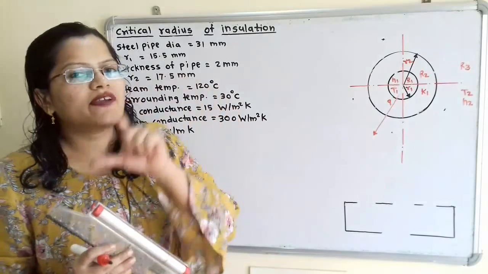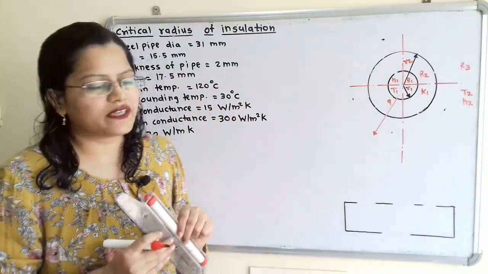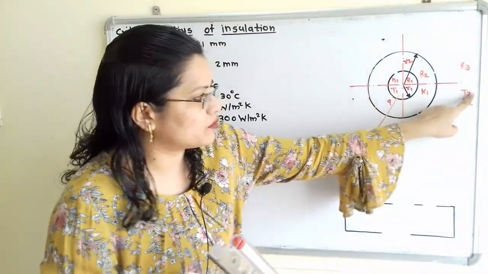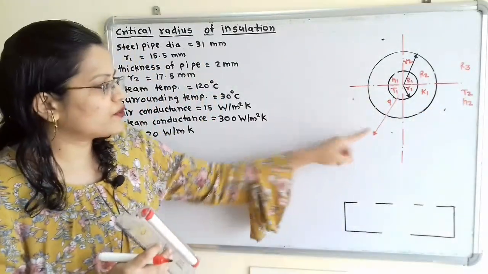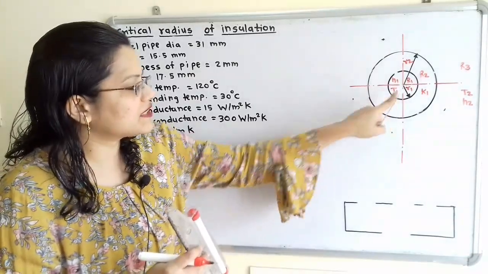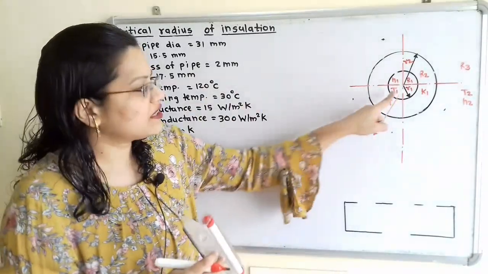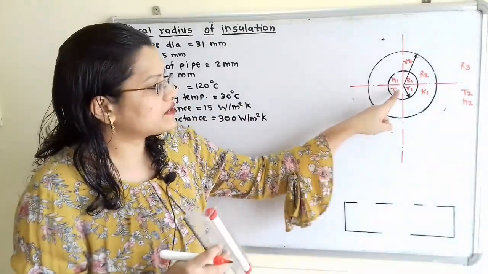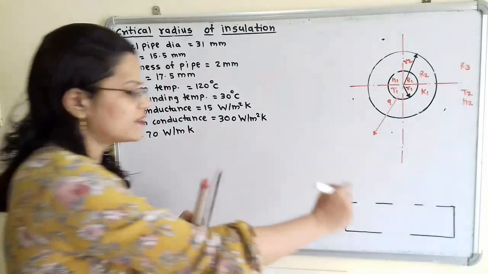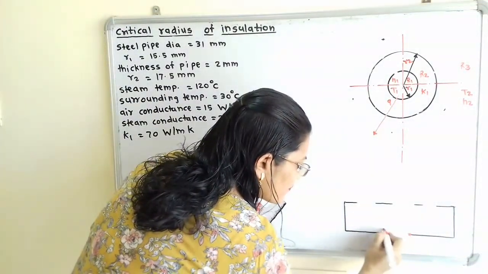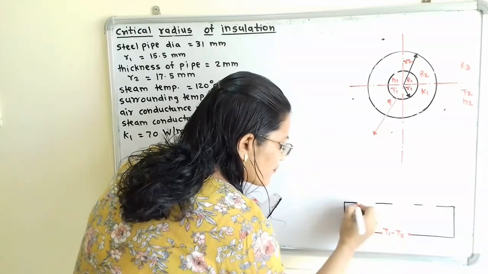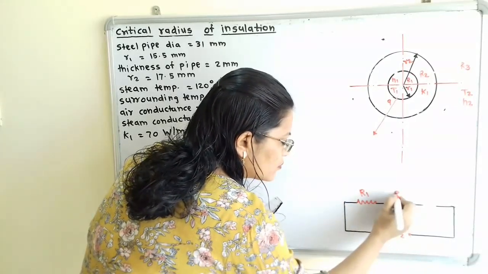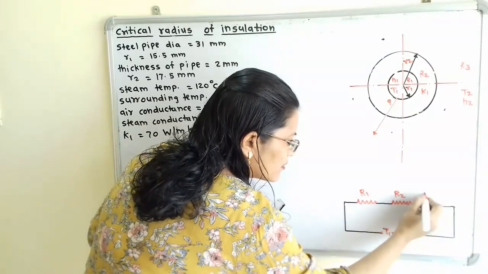Now, between which temperatures is this process taking place? This process is taking place between the temperatures T1 and T2. Now what is the direction of Q? The direction of Q is from inside towards outside. That is, the initial temperature is T1 and the final temperature is T2. So we have to take the temperature difference as T1 minus T2. So we will show here, then here is R1, R2 and R3.